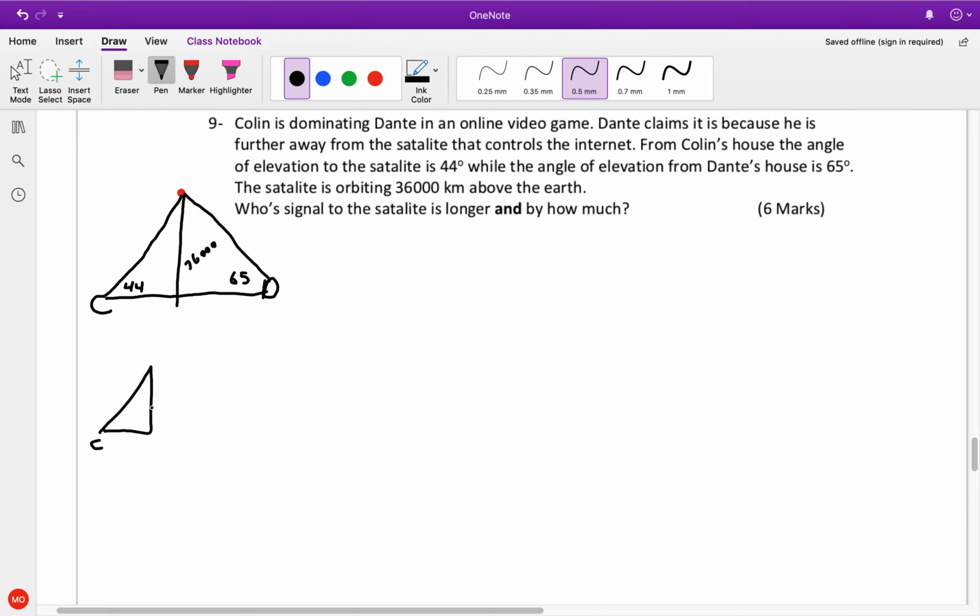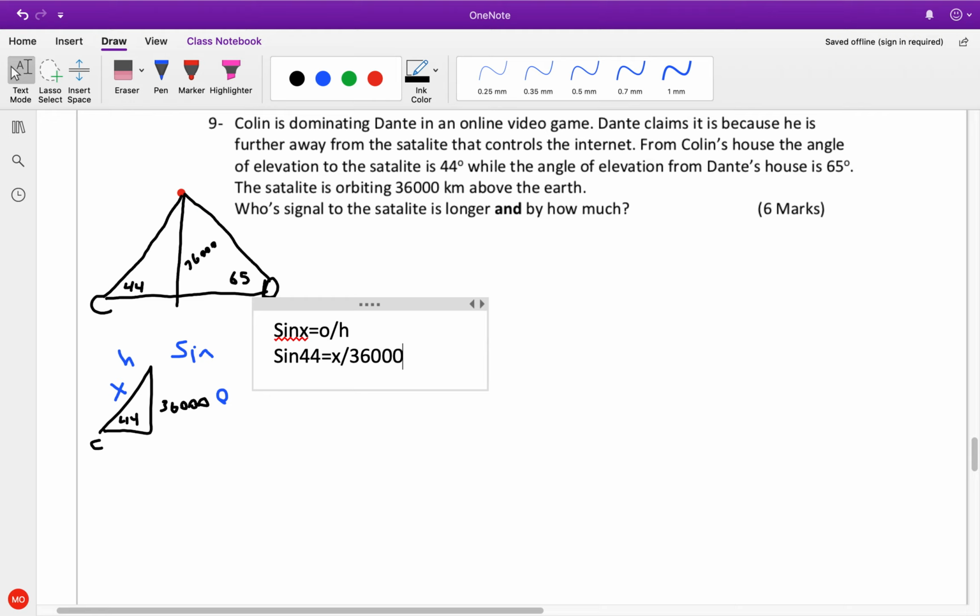So let's take a look at what we have. This is what we're trying to find, so this is my hypotenuse. This here is my opposite, so I'm going to use sine. So we have sine theta equals opposite over hypotenuse. Let's plug in what we know. Sine 44 equals x over 36,000. Oh, sorry, I did that backwards. 36,000 over x.